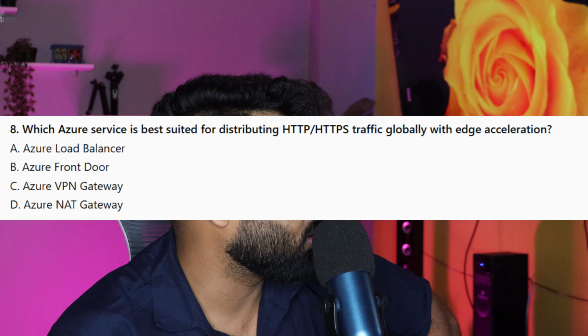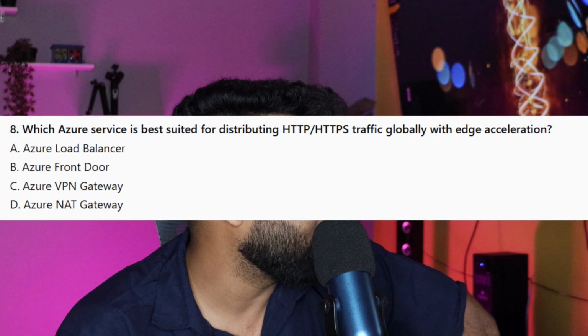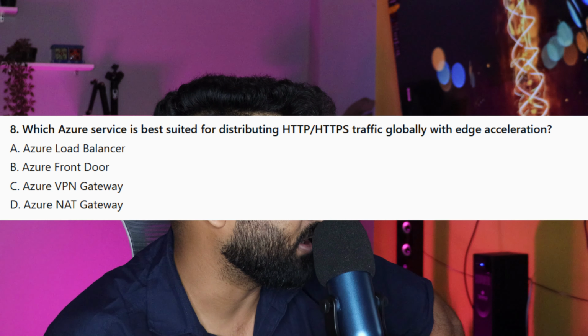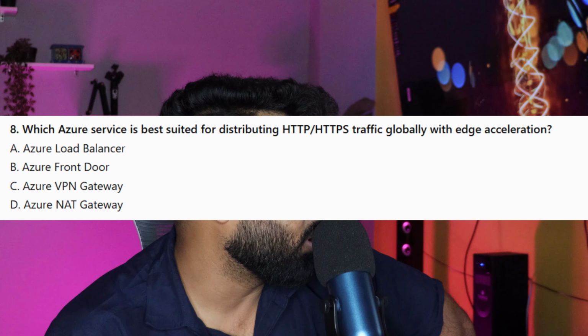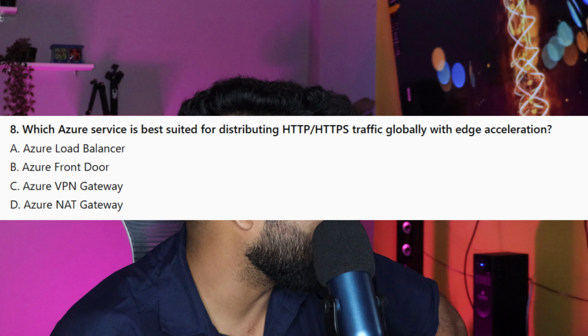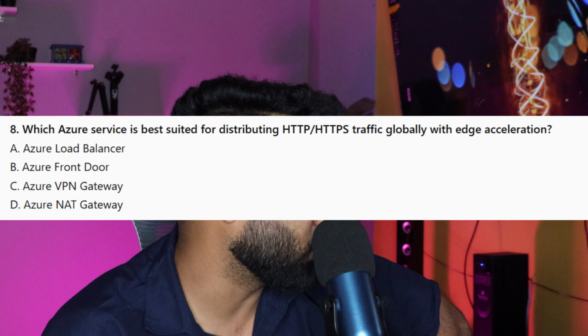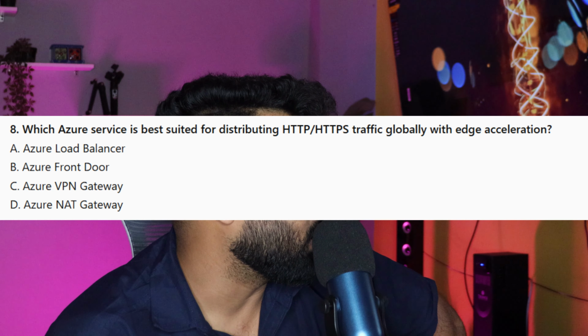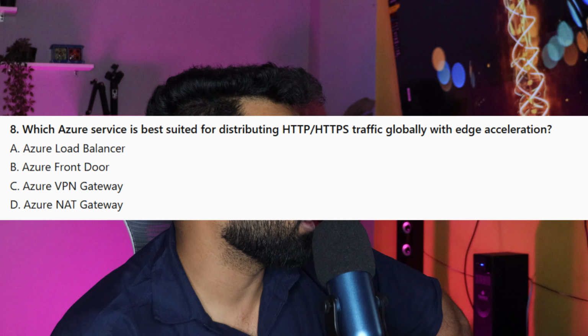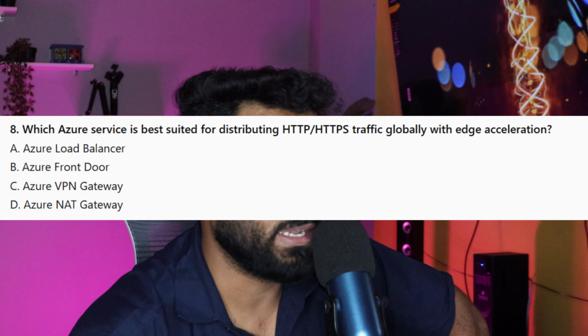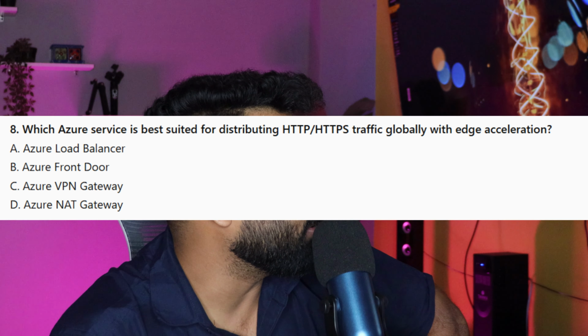Question 8, which Azure service is best suited for distributing HTTPS traffic globally with edge acceleration? I mean, we all know the answer. Option A, Azure Load Balancer, no. Azure Front Door, Azure VPN Gateway, or Azure NAT Gateway. Azure Front Door should be the answer, because Azure Load Balancer serves a different purpose. Same goes for Azure VPN Gateway and Azure NAT Gateway.